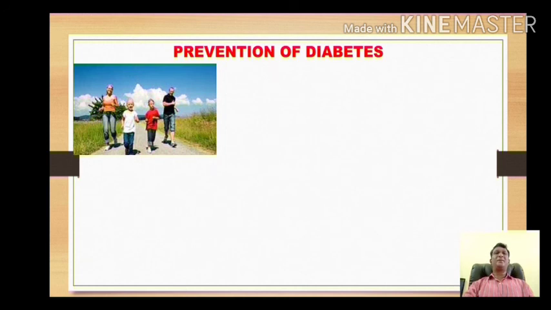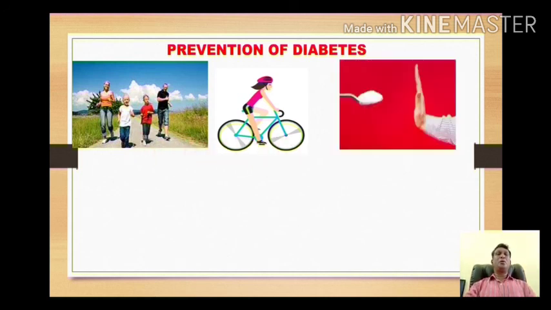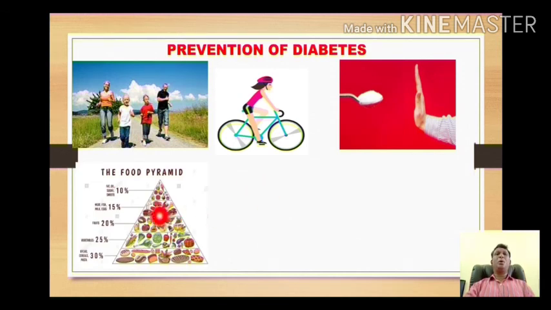The second measure is cycling. Whatever is feasible for us, we should go for some physical exercises. Also, we must say no to excess sugar, because whatever sugar we take will ultimately be converted to glucose, and there will be a rise in glucose level. We must follow a healthy diet chart. That means we must include fiber materials, fruits and some proteins in our day-to-day meals.